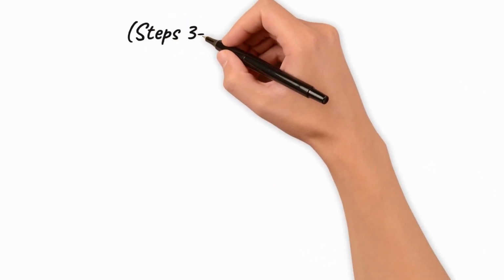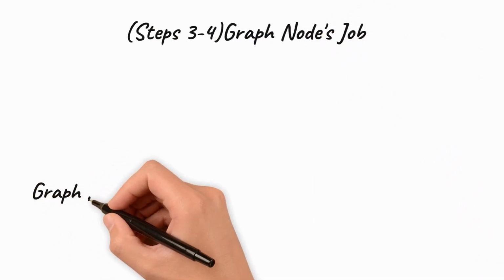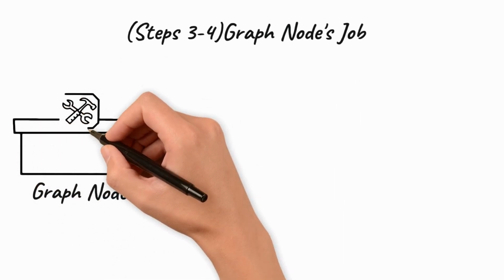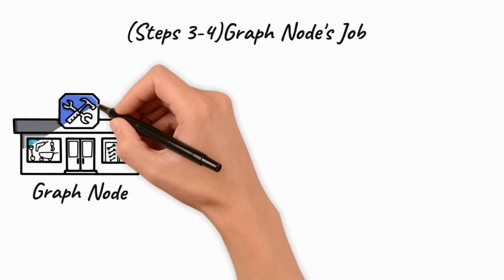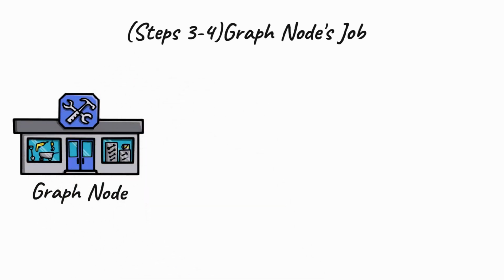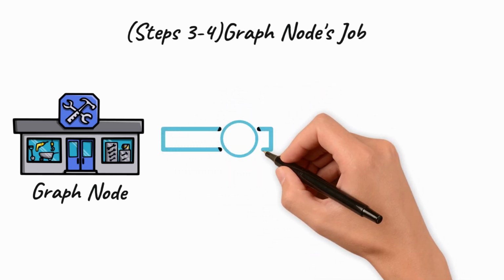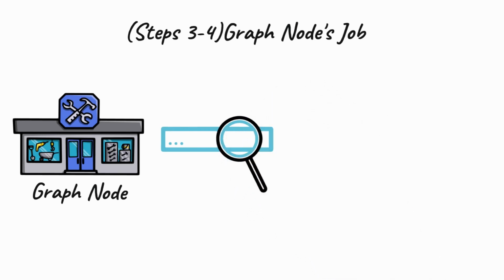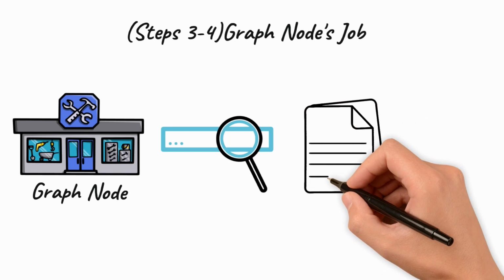Steps 3 and 4. Graph node's job. There's a powerful tool called Graph Node that keeps scanning blockchain regularly, looking for these special events related to certain activities specified by something called a subgraph manifest. When Graph Node finds these events, it uses a set of instructions, a kind of guide called a mapping, to understand and record what's happened.